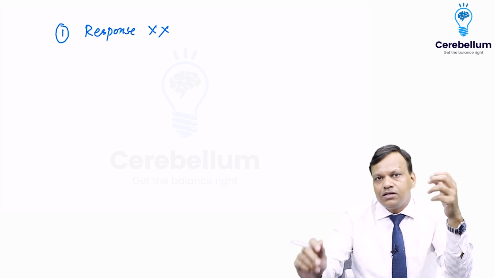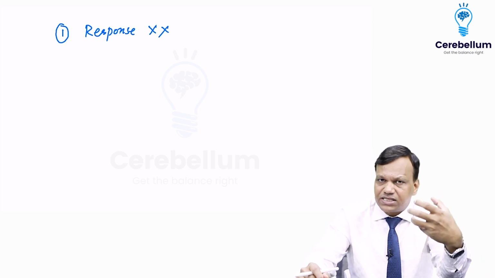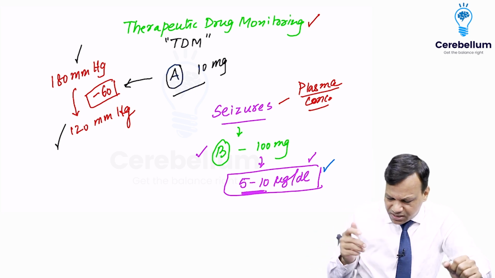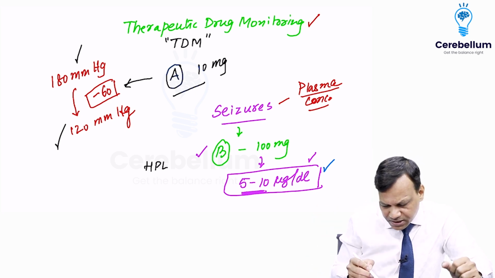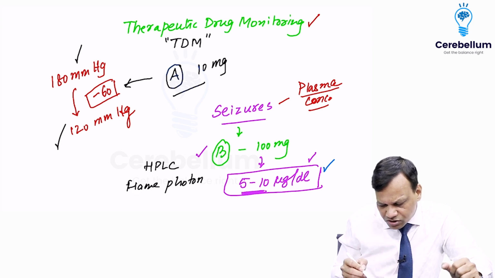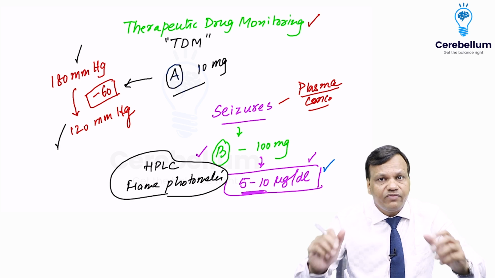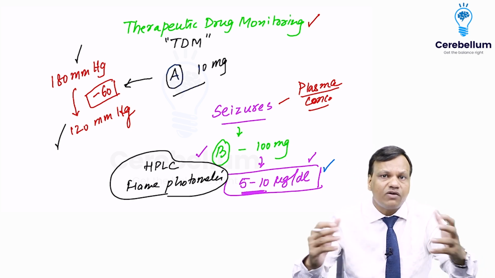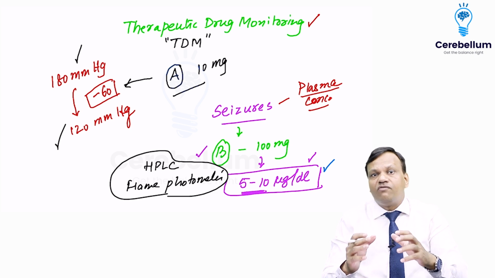Second thing: after taking the sample, we have to check the plasma level, and measurement of concentration requires sophisticated instruments. Like we require HPLC, we require a flame photometer. These are very costly instruments. They are not available everywhere. The persons who operate these instruments are very expert, and they are not available everywhere. So when we have to measure the plasma concentration, it becomes very costly.